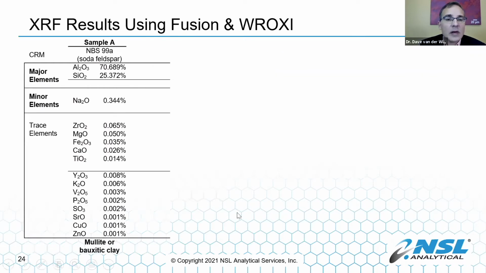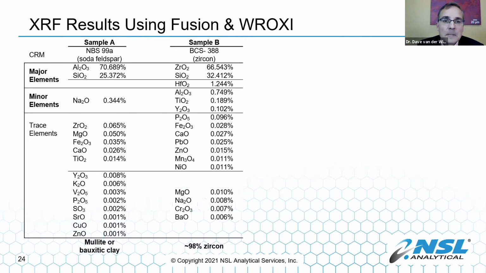Here's quickly some results of XRF using Roxy. Here, this first sample was done using a soda feldspar reference material, and you can see it's mostly alumina and silica with some soda in it. If you look at common aluminosilicates, that's a pretty high level of alumina. So it would suggest that this is either mullite, the calcine material to form the mullite phase, or potentially a bauxitic clay, which does contain a significant amount of silica as a clay would, but these larger amounts of aluminum also.